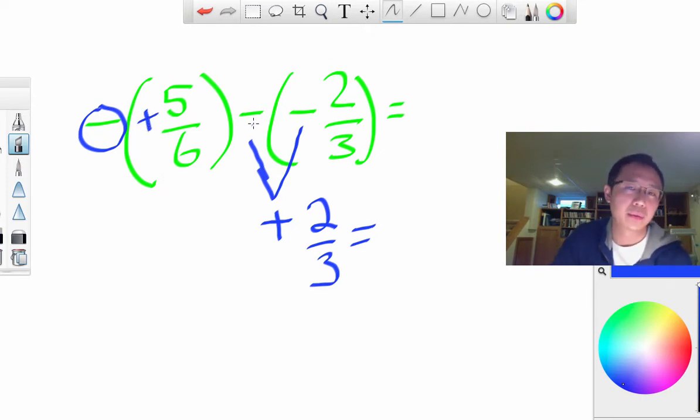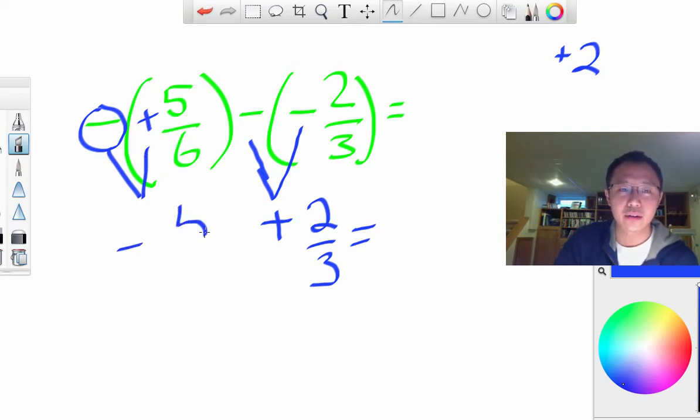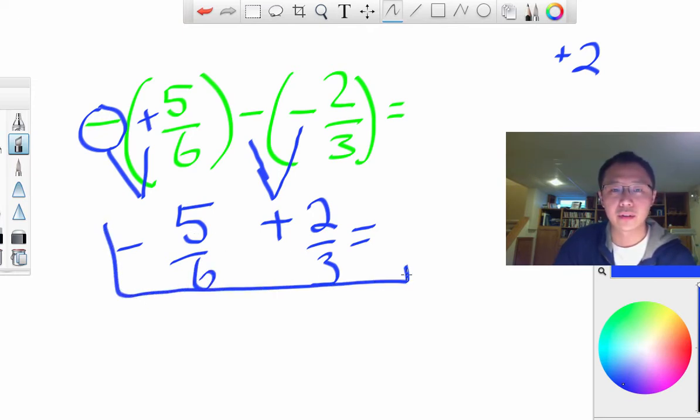Okay, because a lot of people don't really write the positive number, because whenever we write numbers like number 2, we don't write positive 2, but we know it's a positive 2. Likewise with this, there is an invisible positive. So a negative and a positive will give you a negative. We didn't do anything to this fraction, so it's 5/6. So this becomes my new question, negative 5/6 plus 2/3.